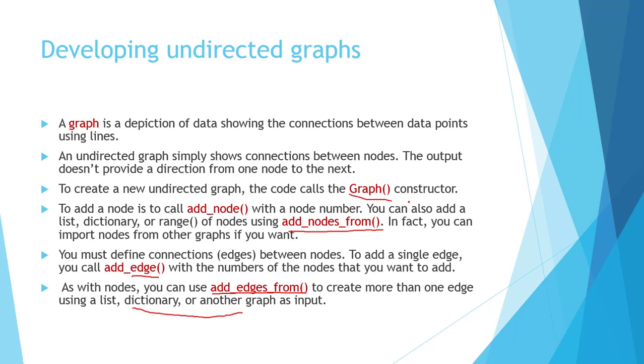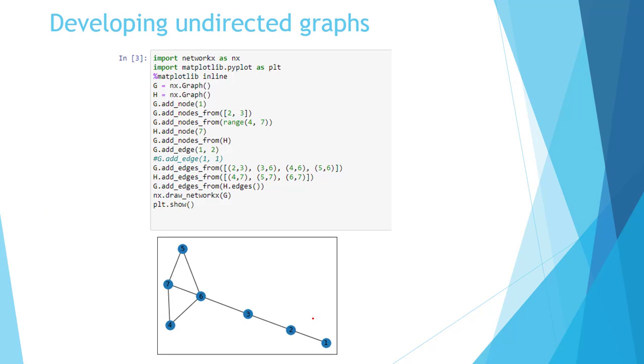First we have to call the graph constructor, and using the graph constructor object we can call the add_node method to add a single node, add_nodes_from method to add multiple nodes or the nodes from other graphs. Next, the add_edge method to add an edge between the nodes, and add_edges_from method to create more than one edge using a list, dictionary, or another graph as an input. So this is an example of an undirected graph.